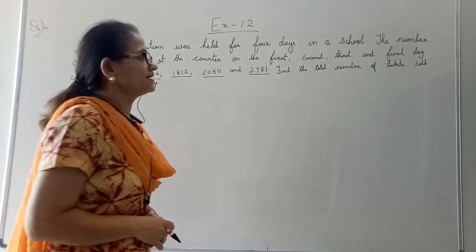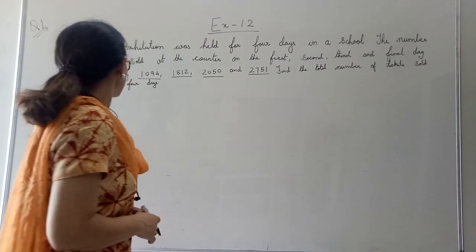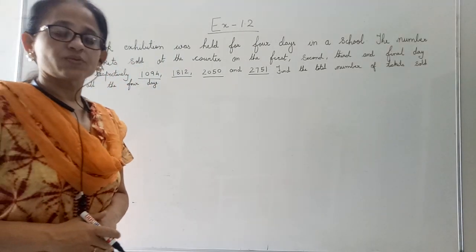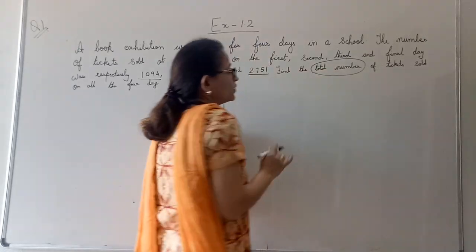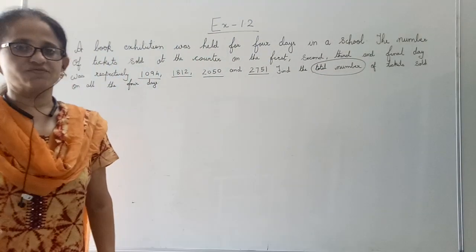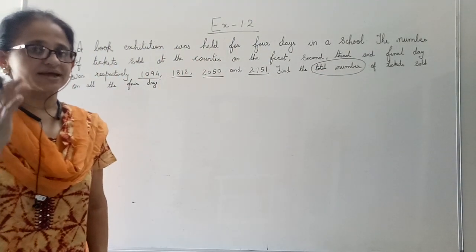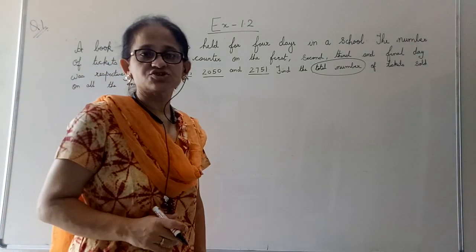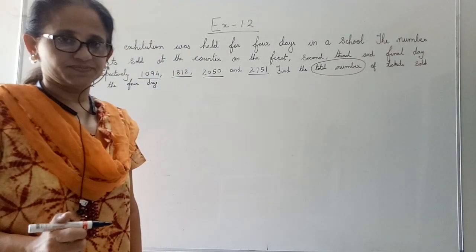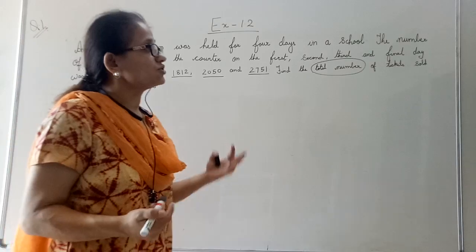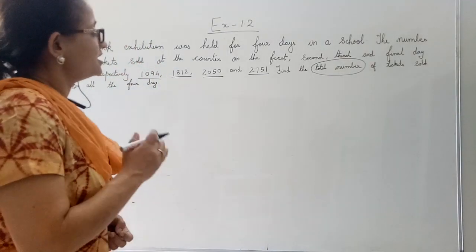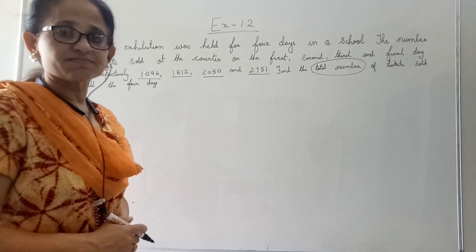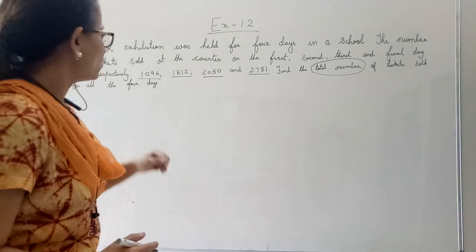Find the total number of tickets sold on all the 4 days. What we have to find? The total number of tickets sold. When we are finding the total number of tickets sold, that means in our mind we know that the operation to be done is addition. But as I told you in the beginning, this being a problem sum, each and every step is compulsory to be written. So this is how we write.